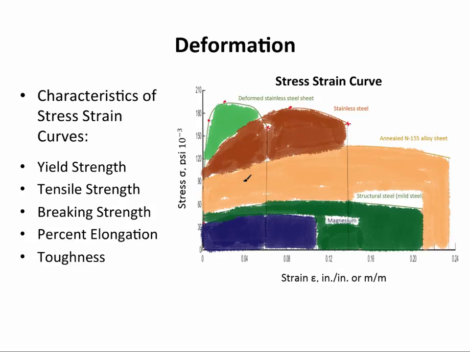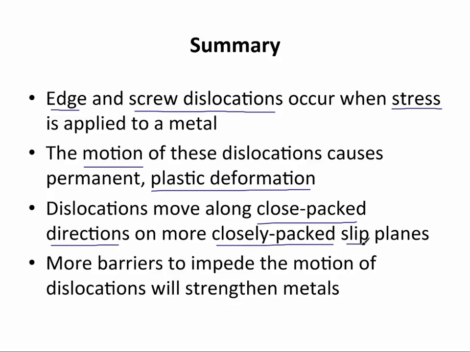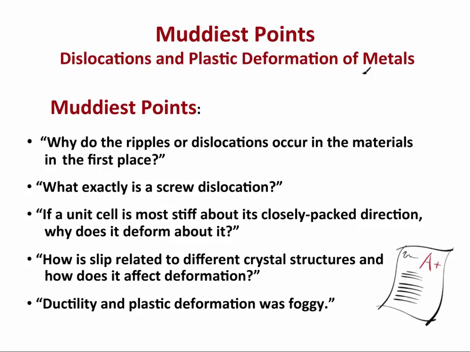Next, I'll review what we've covered in this screencast. So, in summary, both edge and screw dislocations occur when stress is applied to a metal. The motion of these dislocations causes permanent plastic deformation. Dislocations move along close packed directions on more closely packed slip planes. And more barriers to impede motion of dislocations will strengthen metals. So, hopefully dislocations and plastic deformation of metals is a bit more clear now.